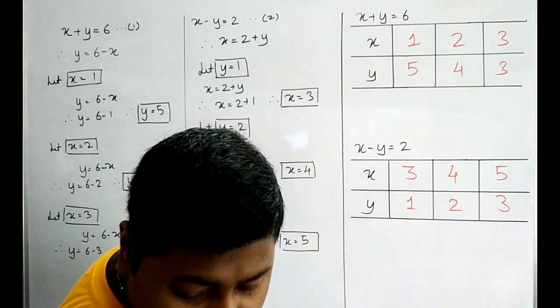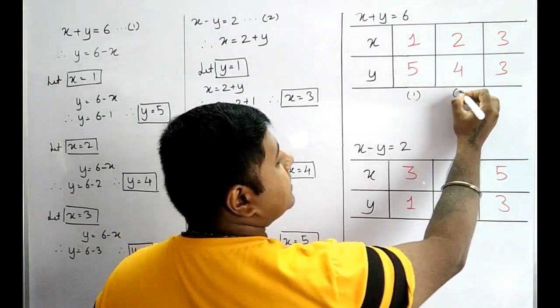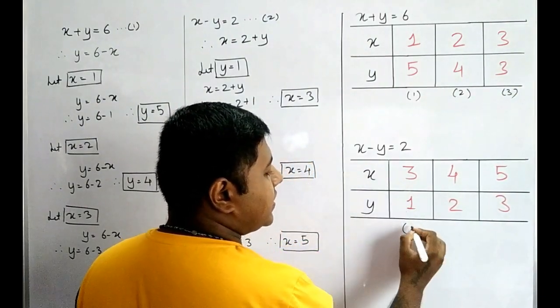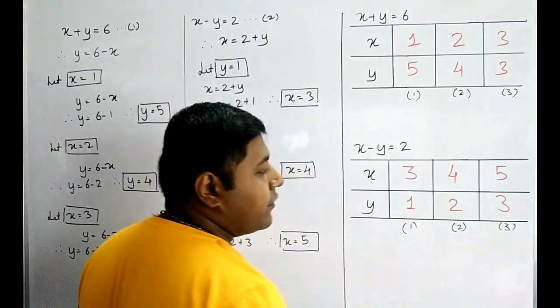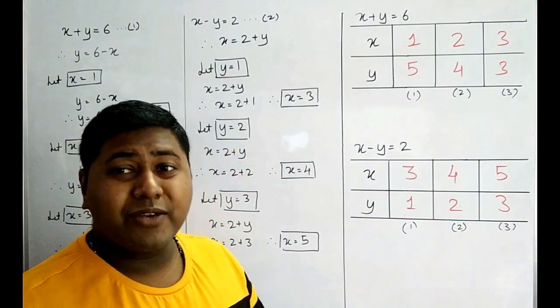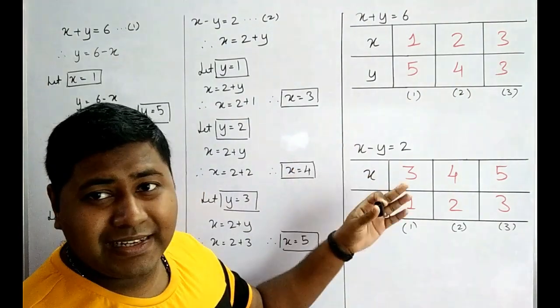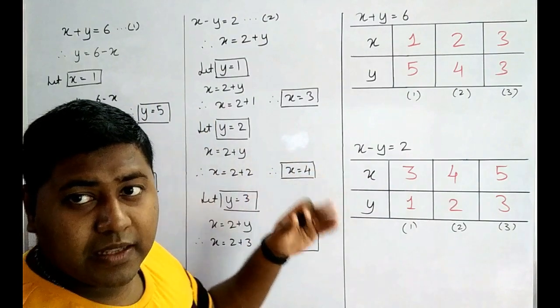So this is the first coordinate, second coordinate, and third coordinate. Similarly, for the second equation, first coordinate, second coordinate, and third coordinate. When we plot the graph, we are going to get an intersection of these two lines. That intersection will be your solution for these two equations. Let us study how.